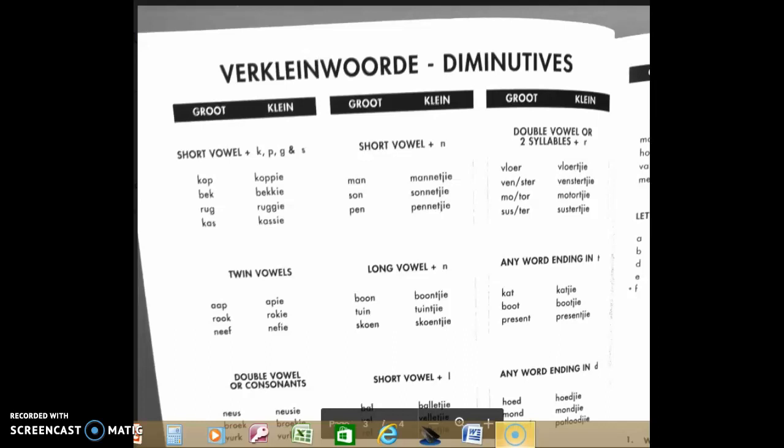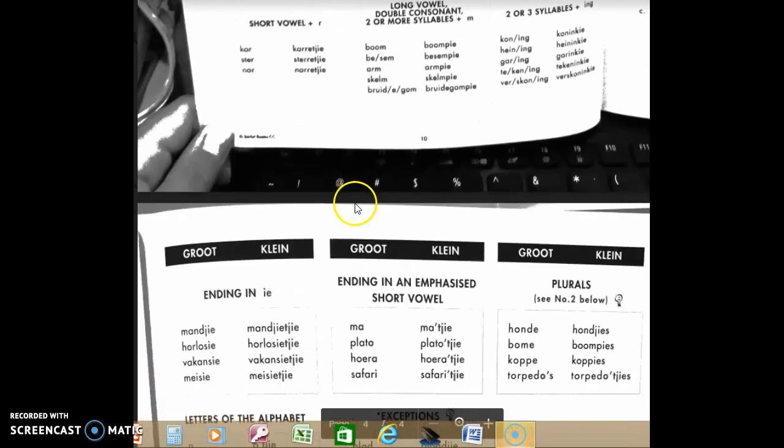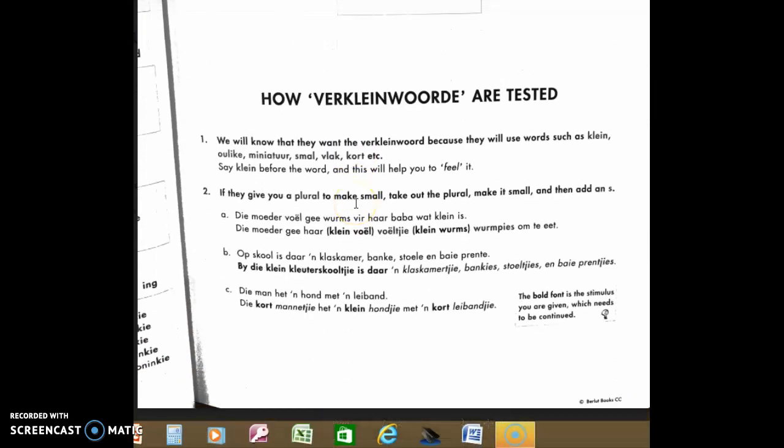Alright, let's do all the examples of Verkleinwoorde or diminutives I could possibly find. Let's first find out how they will ask this in the exam. Number 1, we will know that they want the Verkleinwoord because they will use words such as klein, oulike, miniatuur, small, vlak, kort, and so forth. So, say klein before the word, and this will help you feel it. If they give you a plural to make small, take out the plural, make it small, then add an S.